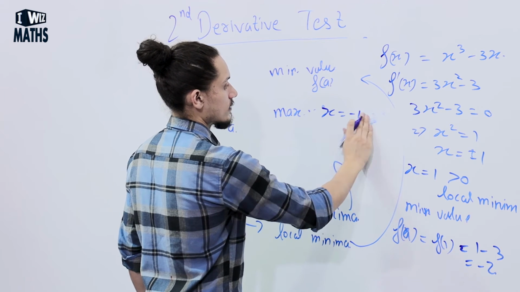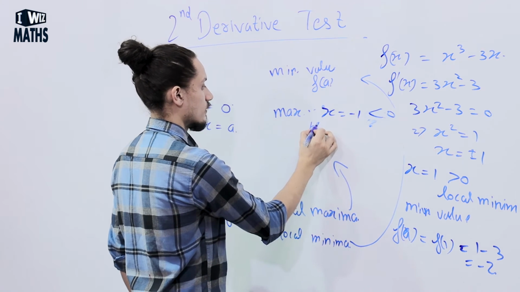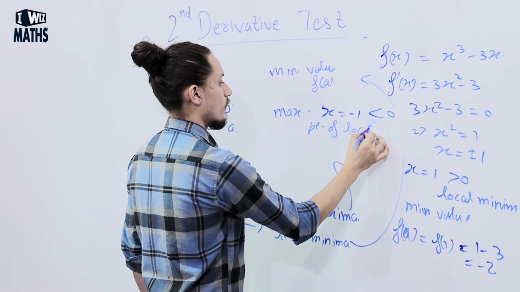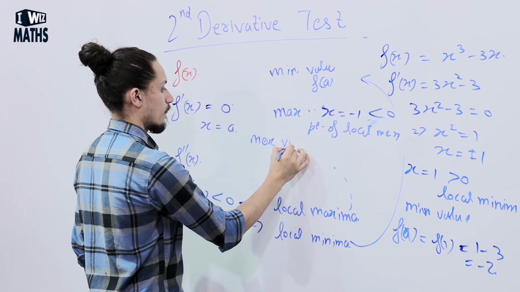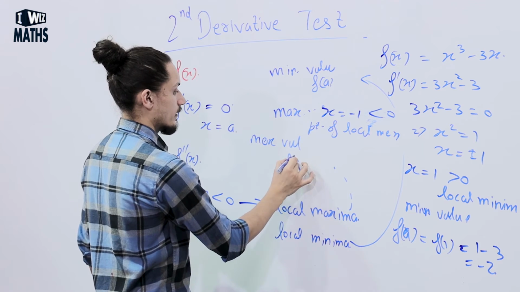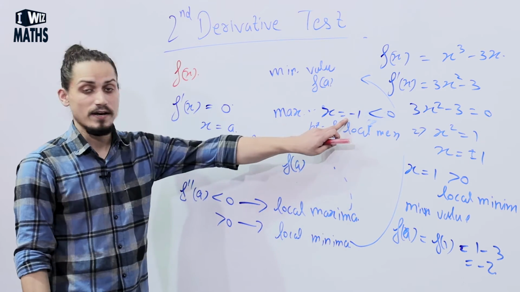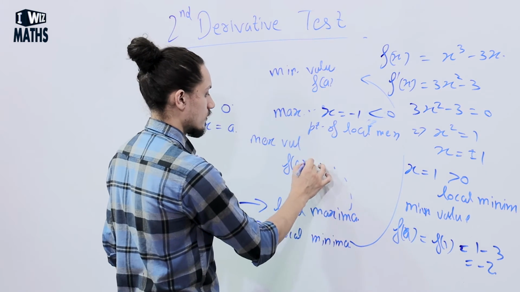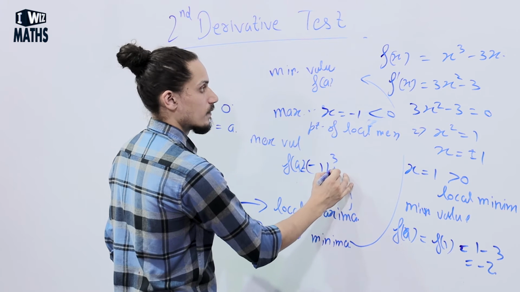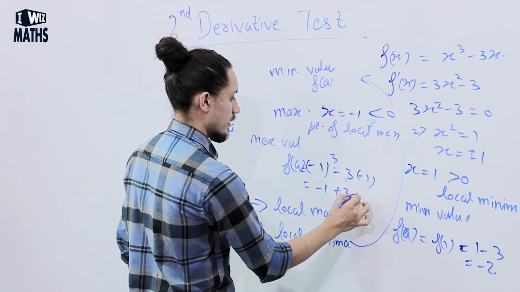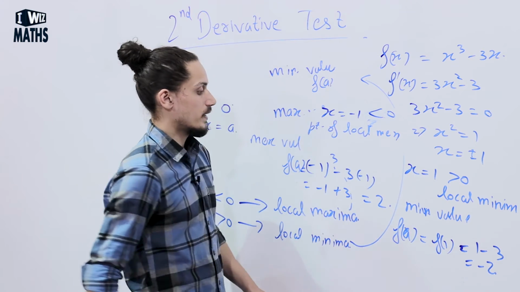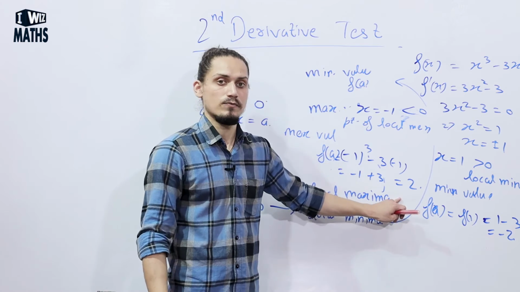And x is equal to minus 1 is less than 0. So this is point of local maxima, and the maximum value is given as f at a. So f at a, what do we have, at minus 1, so minus 1 cube minus 3 into minus 1 which is equal to minus 1 plus 3 which is equal to 2. So the minimum value is minus 2 and maximum value is 2.